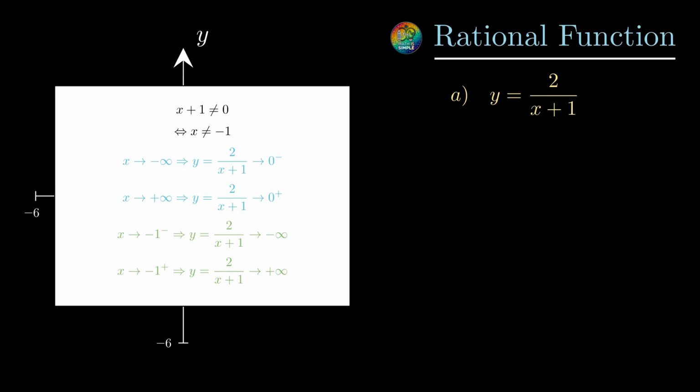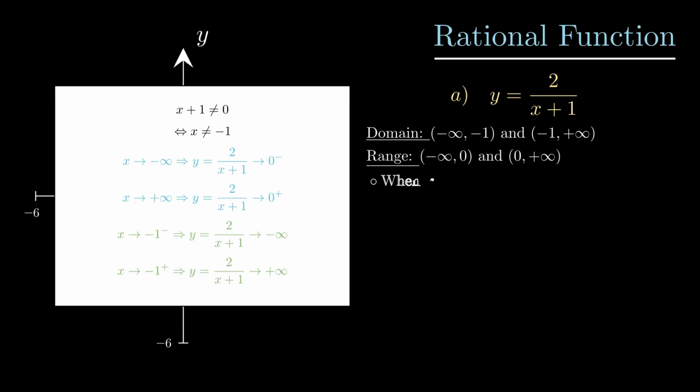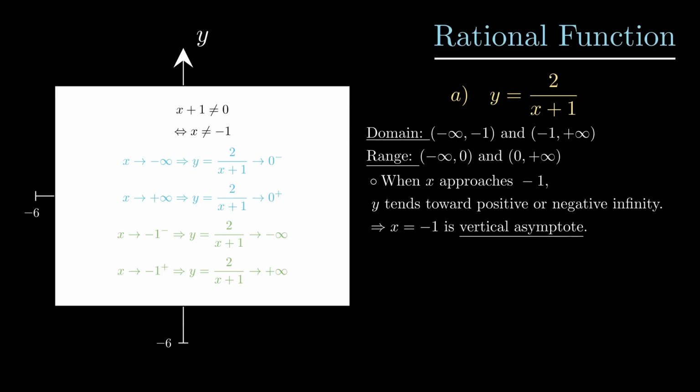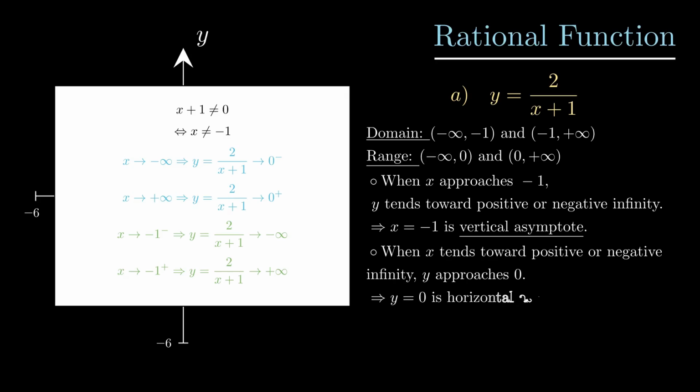Now, let's look at the right side where we summarize this discovery into our formal properties. Our domain spans everything except x equals negative 1, and our range excludes 0. Those behavior limits from our draft paper translate directly into our visual boundaries, giving us a vertical asymptote at x equals negative 1 and a horizontal asymptote at y equals 0.